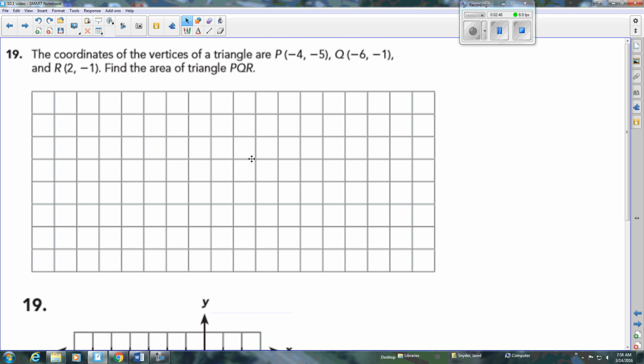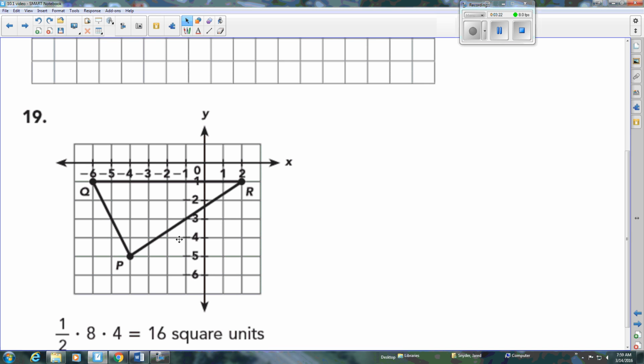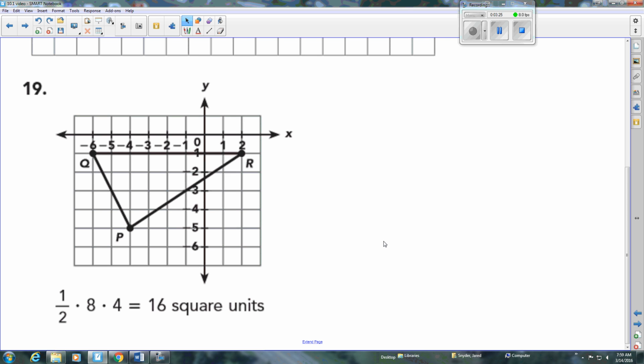Next, the coordinates of the vertices of the triangle are -4, -5, -6, -1, and R would be 2, 1. Find the area of the triangle. So, really, I think probably the biggest challenge, and the reason why I didn't give you tons of homework, is that you had to figure out how to graph these on here. Now, you know that you're going to have quite a bit of stuff in the third quadrant because you have negative, negative, and then you're going to have part of it in the second quadrant. So, if you set it up correctly, it's going to look like this. And you need to figure out the area.